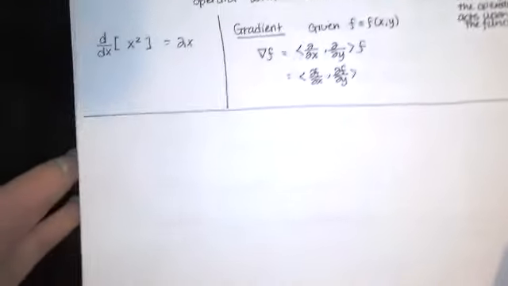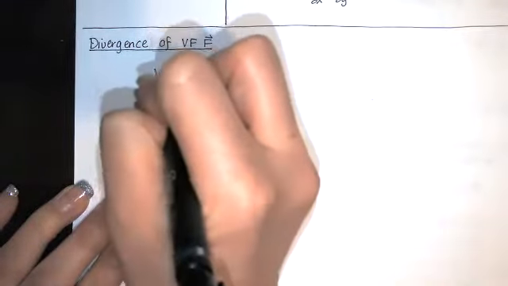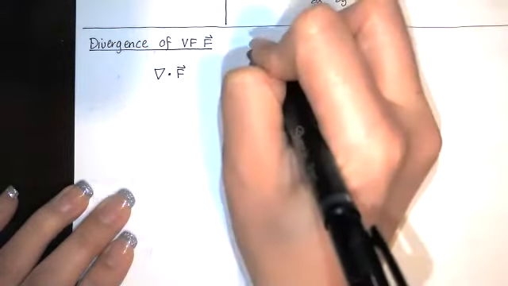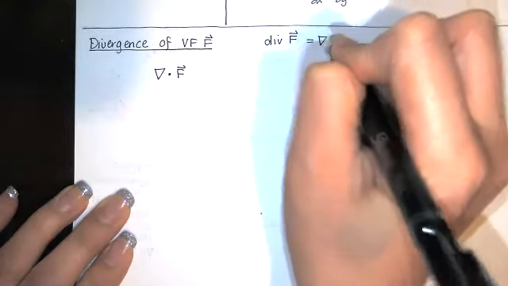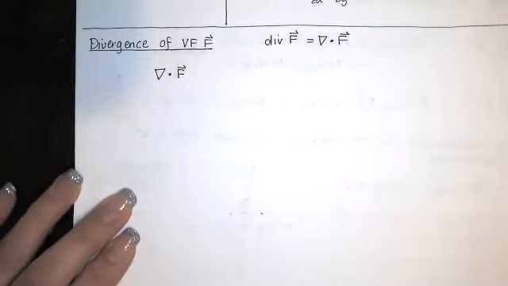Now another operation looks like a dot product. This is called the divergence of a vector field F. And it's often written this way. Sometimes you'll see it written that way. Divergence of F is the del operator, it looks like, dotted with F.